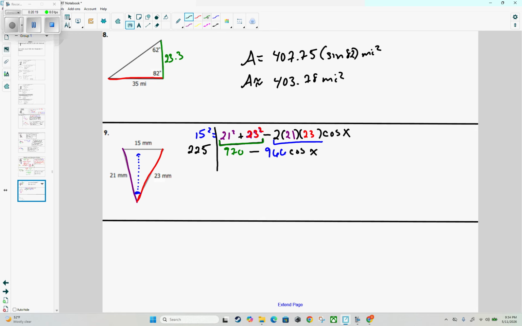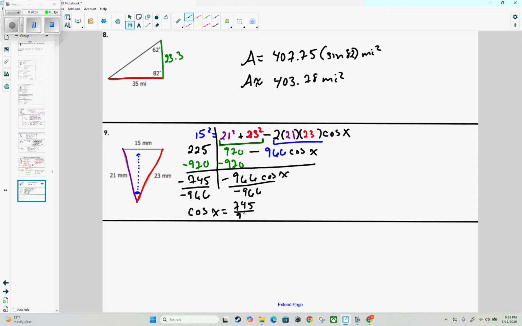And then I just solve this equation. So I'm going to minus the 970 on both sides, and then I will divide by the negative 966. Don't forget that he's negative. And over here is a negative answer, which is fine. That gives me 745. Last thing, I was going to divide by that, and that turns it positive. So I'm going to go cosine x equals this positive 745 over 966.